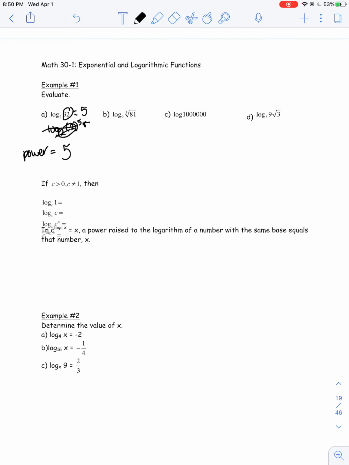I'll show you that common base method with the next one, and I'll show you that you get the same answer with your calculator. So log base 9, we're going to write 81 as 9 to the power of something. So we're going to have the 5th root of 9 to the power of 2 is 81.